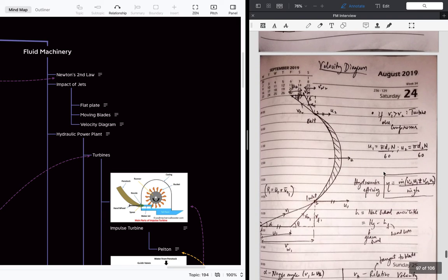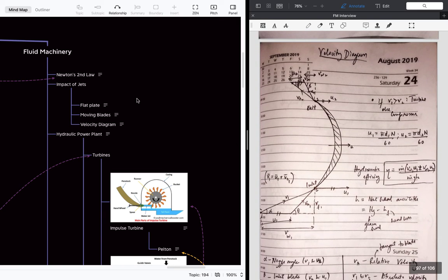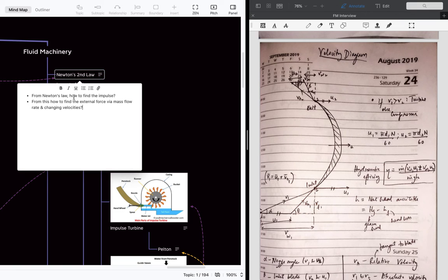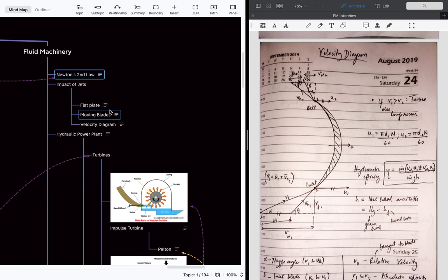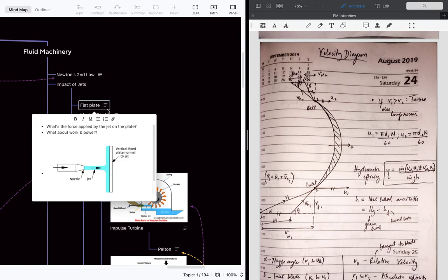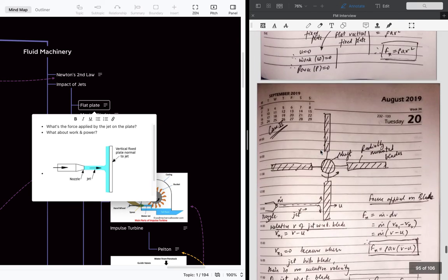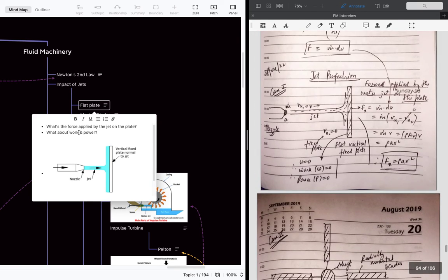Okay, so let's discuss the velocity diagram. I just forgot to mention these points here. From Newton's law, how to find the impulse, as we know, F times dt. And from this, how to find the external force via mass flow rate and change in velocity. We have discussed that. So, impact of jets. This is the picture, as we discussed. What is the force applied by the jet on the plate, and what about the work and the power?